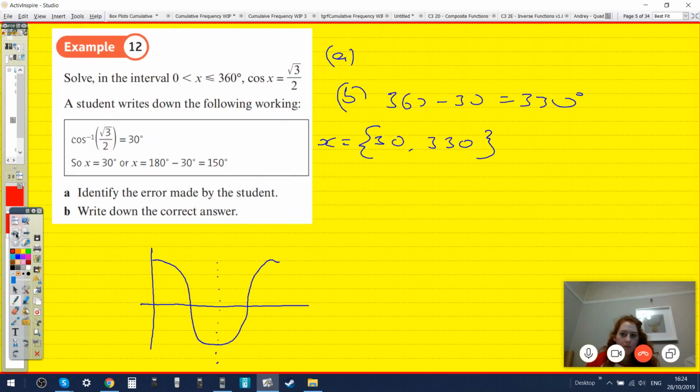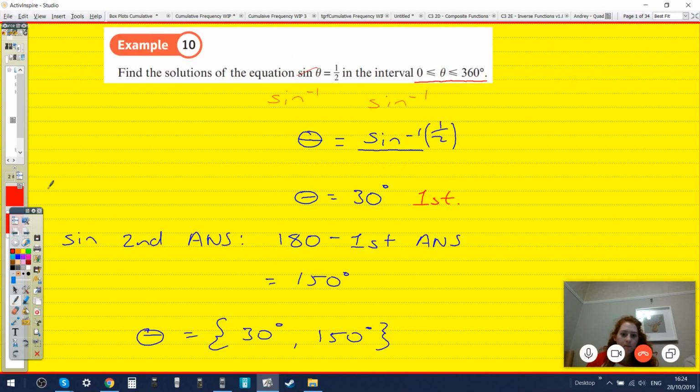Okay, I'll just do a quick recap. So in general, how do you solve an equation like this? Sine theta is equal to a half. Yeah, we would just do the sine to the -1 on both sides, and then you would think about getting the second answer, which is minusing it from 180. That's it.